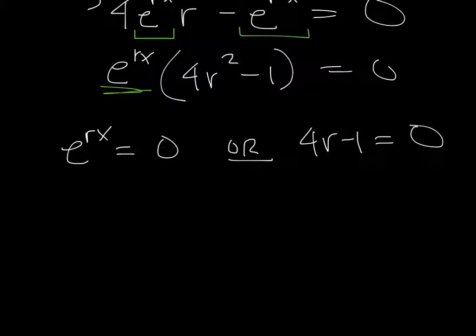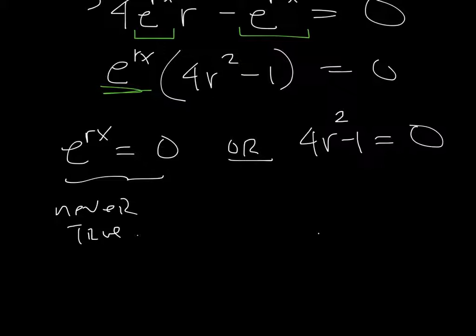Now, e to the rx equals 0 is never true. I drew a graph of that in the last problem. So this is never true, because e to the rx is never going to intersect the horizontal axis. And if we solve for r here, I don't want to forget that too.